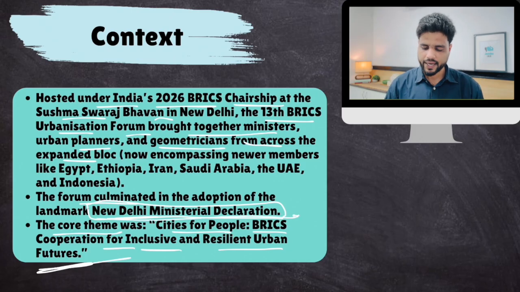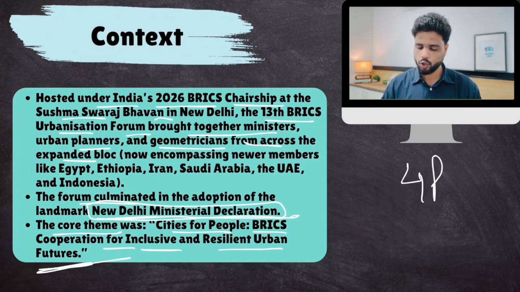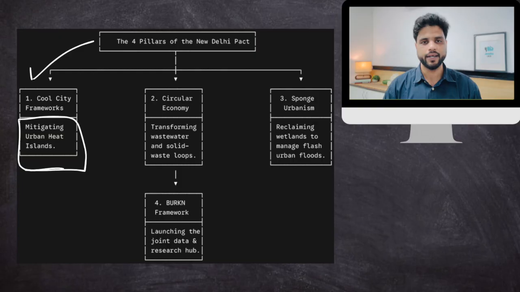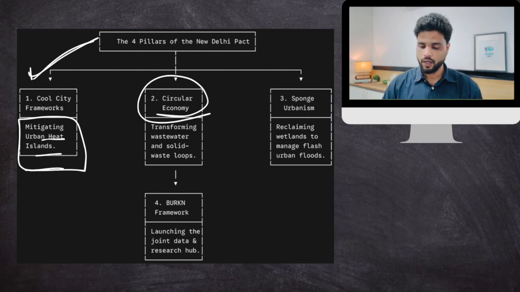Now, this New Delhi Declaration basically has 4 pillars. Under this declaration, these different countries would cooperate in these 4 areas. What are these 4 areas? Number 1, the problem of the urban heat island. You all are familiar with this concept. So countries are going to cooperate in this area. Then circular economy: recycle, reuse.